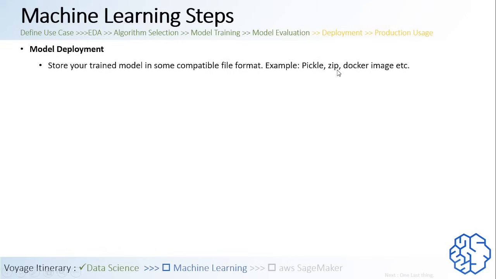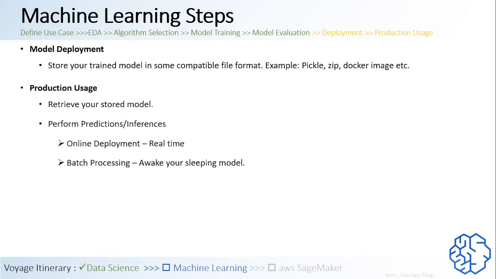You can also zip your model. You can also create Docker images for your model. Again, don't think too much. Just a file of your model, and this file will contain your trained model, right? This is your trained thing which knows how to work with your data, right? So that's the deployment part.